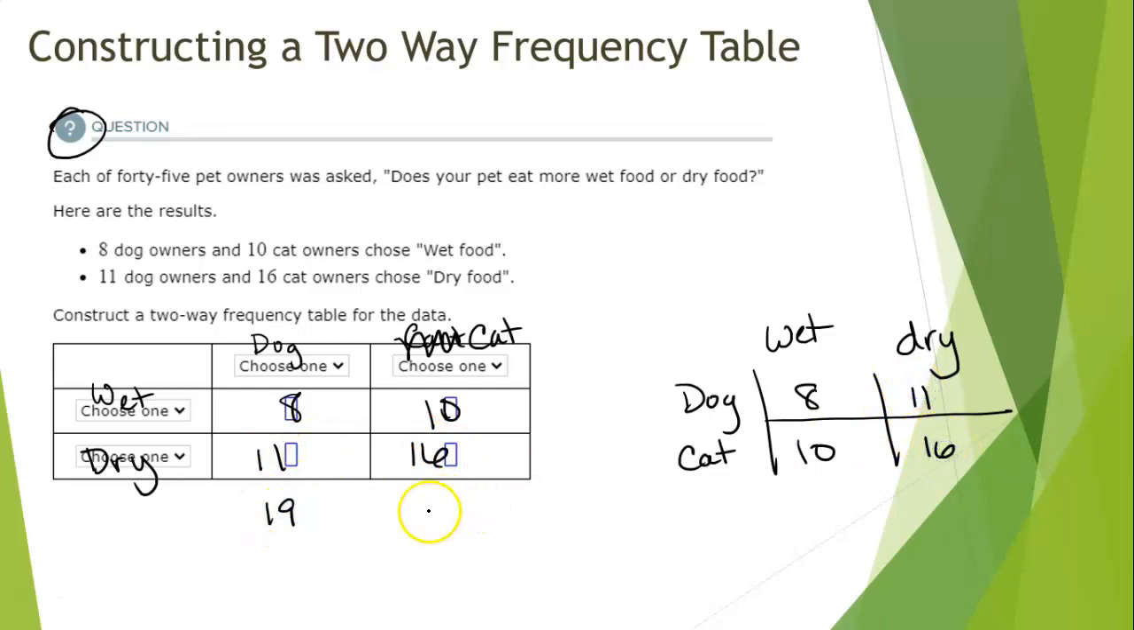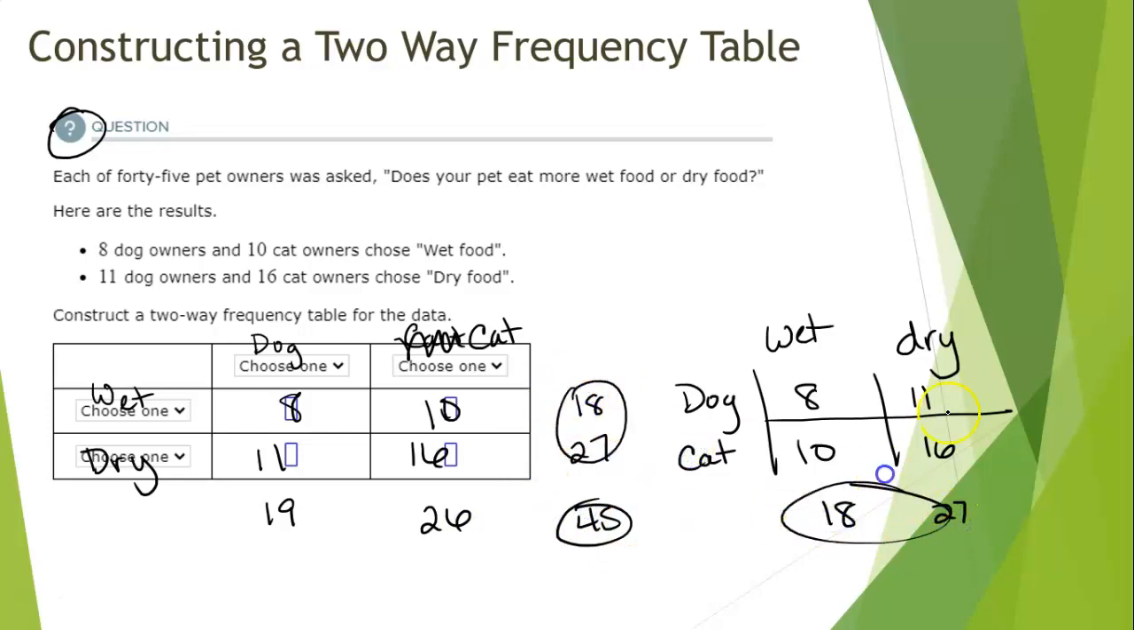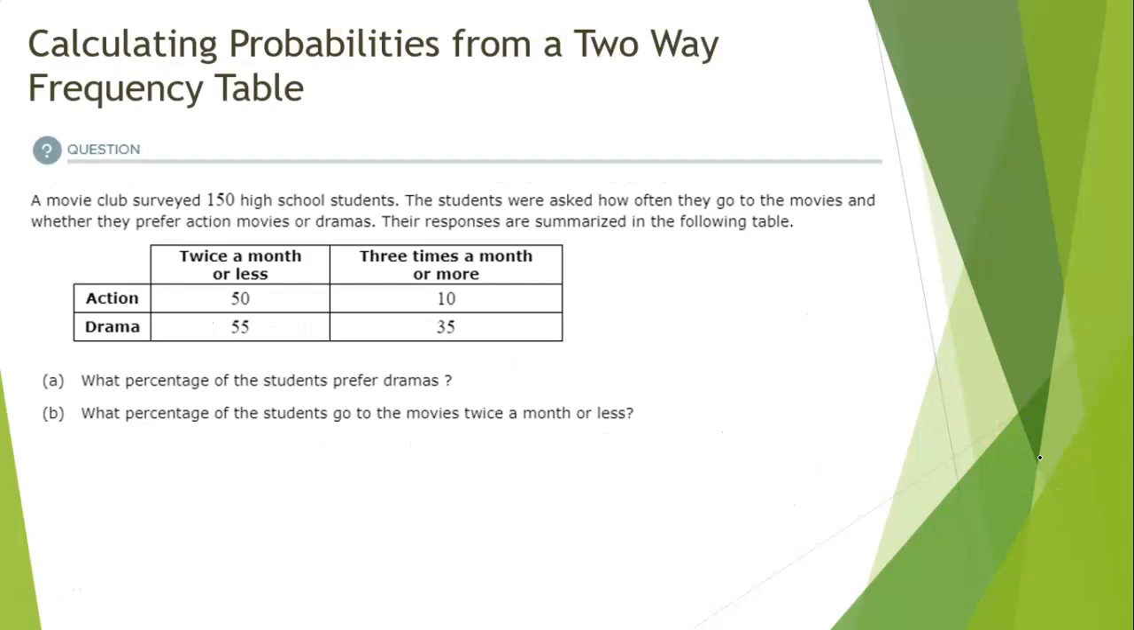If you need the totals for some reason, then you can put 19 and 26, 18 and 27, and guess what? Your total is 45. Again, these are the same totals, 18 and 27, 19 and 26, and a total of 45. Now, the reason why I started giving you the totals is because we need those to calculate probabilities. So a new topic, calculating probabilities from a two-way frequency table.